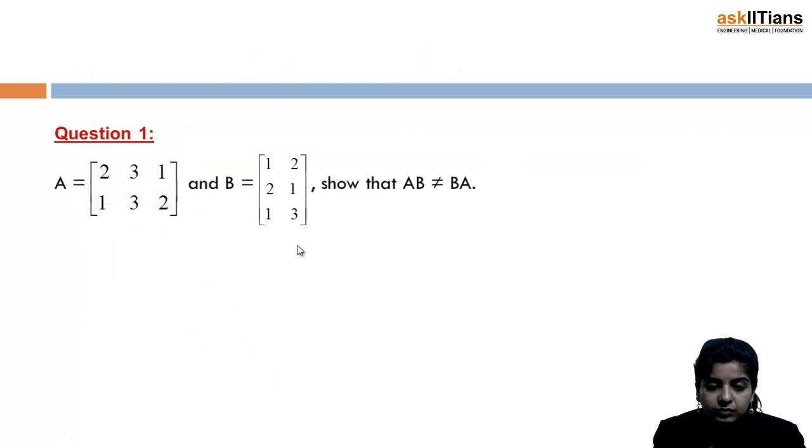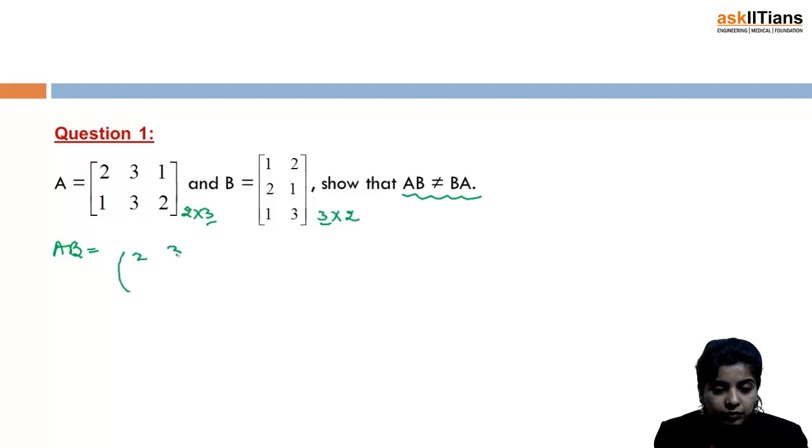Okay, now we have one question. If A equals this and B equals this, show that AB is not equal to BA. Now how do we compute AB? First of all, write down the order: 2 rows, 3 columns. Now 3 rows, 2 columns. So we can multiply the two matrices, and in fact the dimension of the resultant matrix would be 2 cross 2. So now I proceed to find the multiplication of these two matrices.